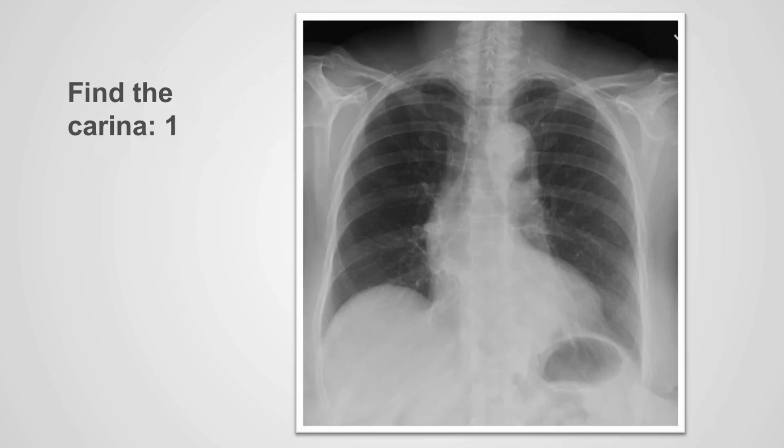Now let's try identifying the carina in these example cases. In this case, we identify the trachea. We follow the trachea inferiorly to the superior border of the main stem bronchus. We identify the inferior border of the main stem bronchus and follow it medially. We now identify the top of the left main stem bronchus on the left. We identify the inferior border and follow it medially. Where the inferior borders intersect, that is the carina.